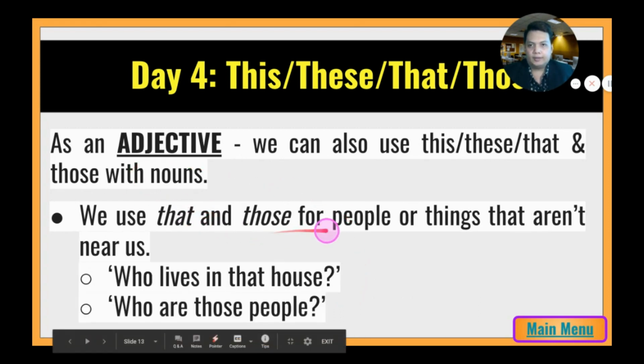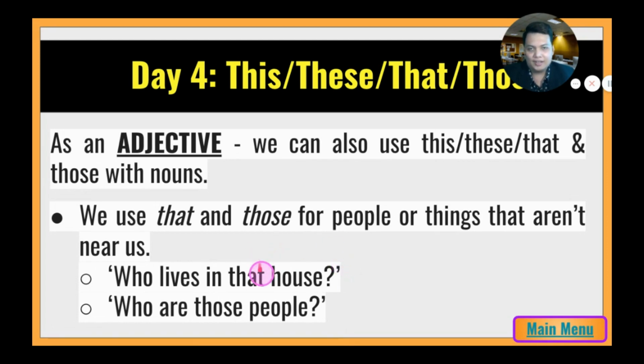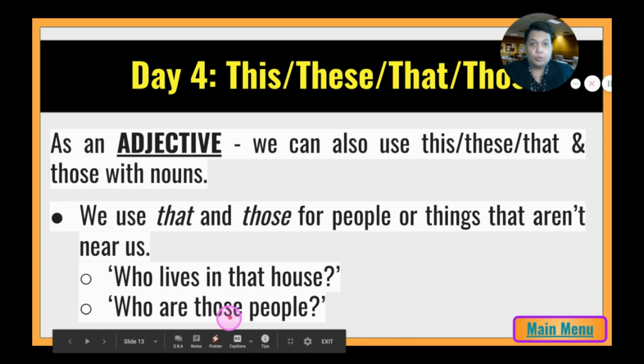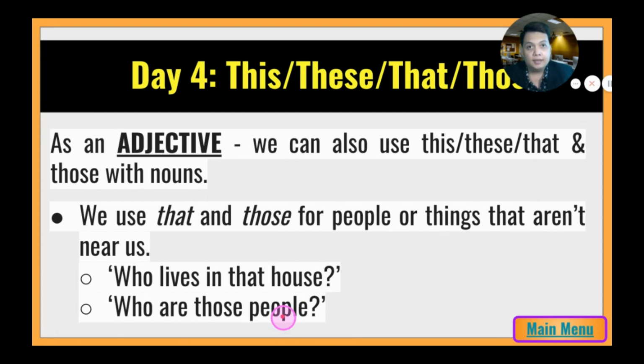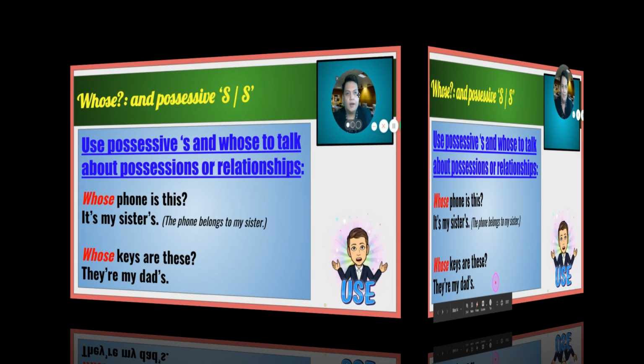Now we use that and those for people or things that aren't near us. We use that for singular and those for plural nouns. Who lives in that house? Let's imagine the reason why the speaker used that: the house is quite far from the speaker and he's pointing at it. And who are those people? People is a what? A plural noun. All right, moving on.